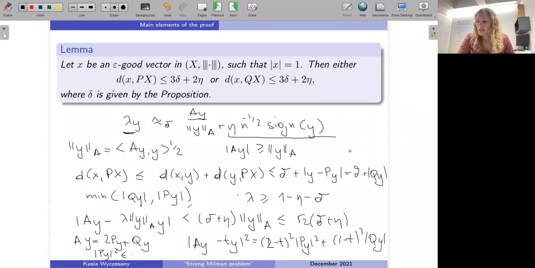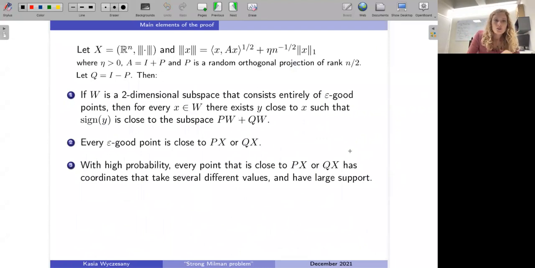Okay, so now we know where to expect the good points to appear and where we need to really work hard. So we showed 1, we showed 2, more or less. And in the next step, we use claims of this kind. Every point which is close to one of those random subspaces of dimension n over 2 has coordinates that take several different values, but they also have a large support, right? So now let me check the time. I have 10 minutes. So maybe I'll show you both examples of the lemma. Maybe I'll prove just one of them.